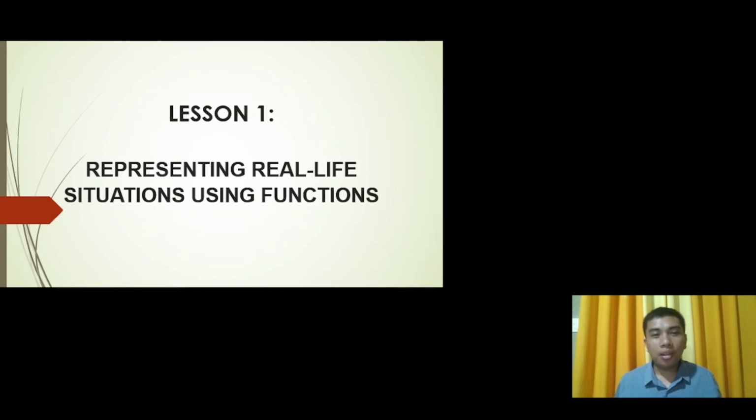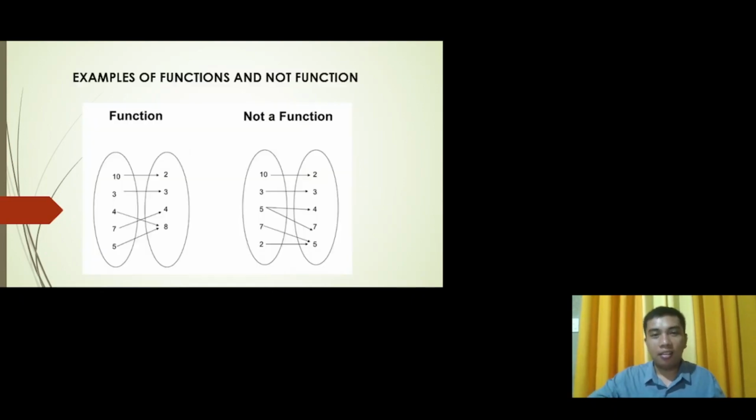We're going to start with lesson 1. It is all about representing real life situations using functions. So, you have the examples of functions and not function. In this figure, this is an example of function. As you can see, the figure here, we're going to look at the image.